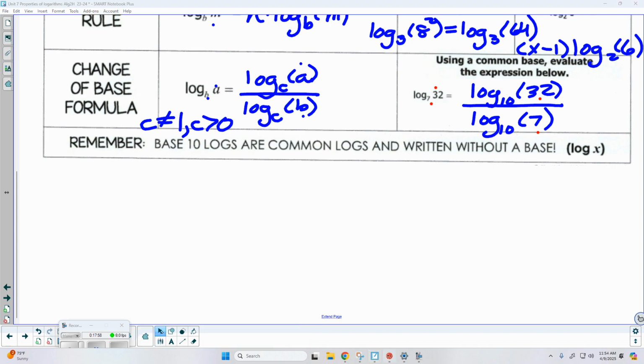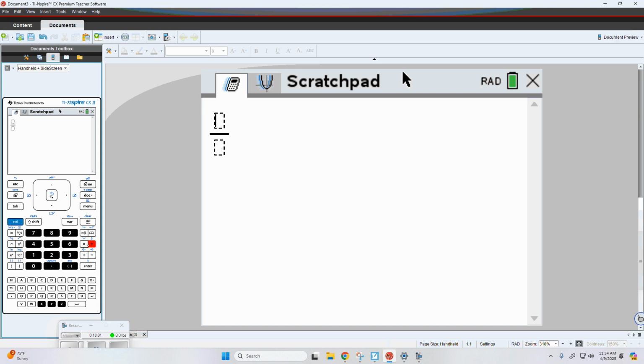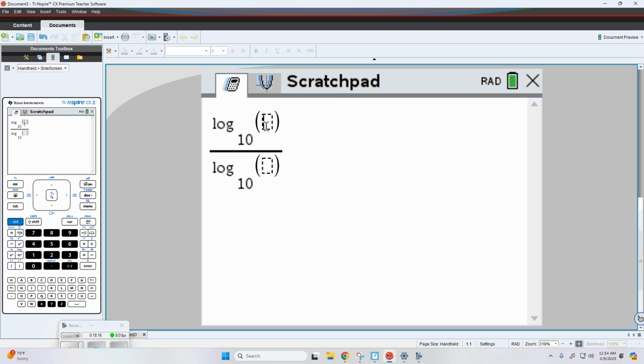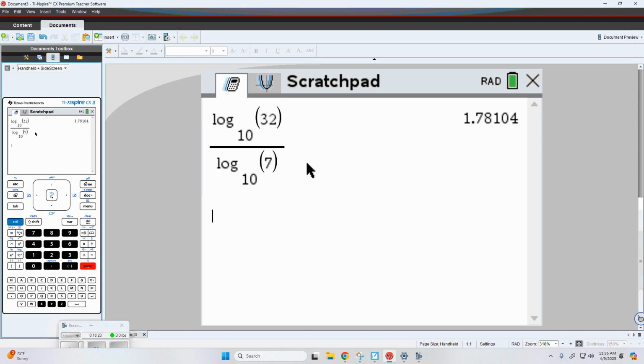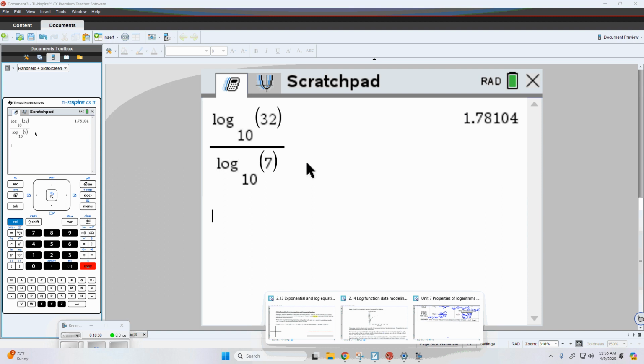Okay. So we'll come on over here, control divide. Where do I get a log from again? Control 10 to the x. Okay. We go ahead and put those in. So we wanted base 10s, not 1010, even though that would work. Okay. Base 10. And then the top one, I believe, was 32 and the bottom was 7. Okay. So let's see here. 1.78104. So let's just say to 2 decimal places, 1.78.